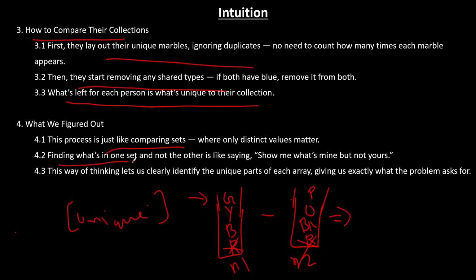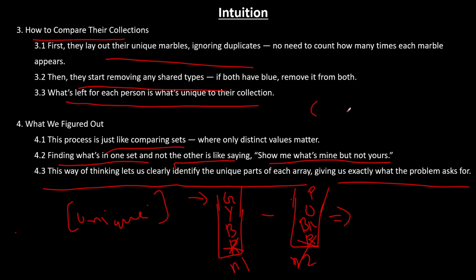If you can see here, finding what's in one set and not the other is saying like, show me what's mine but not yours. So this way of thinking, let's clearly identify the unique pattern of each array, giving us exactly what the problem is asking for, which is clearly using the concept of sets, right? So this is the thing. If you have two sets, set 1 and set 2, and if you subtract them, right? So in set 1 minus set 2, you will have only elements which are present only in set 1. And when you do set 2 minus set 1, you will have only elements which are present in set 2.